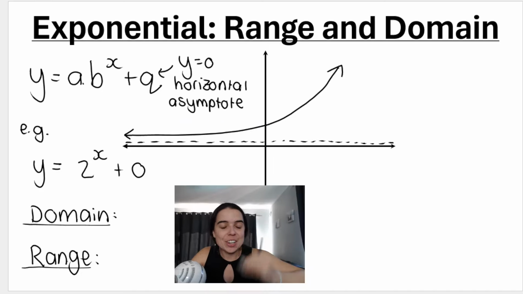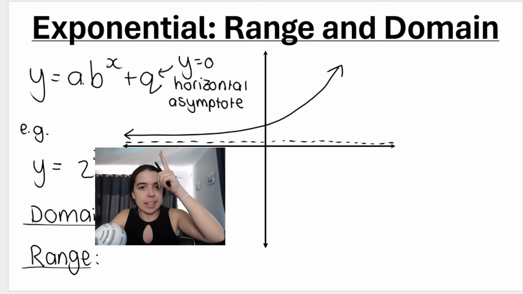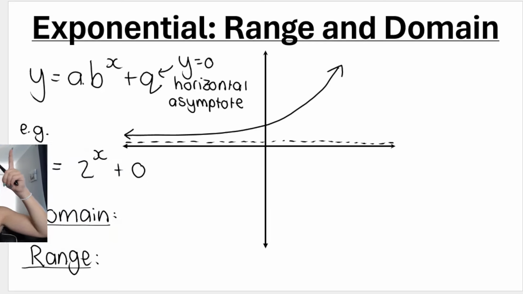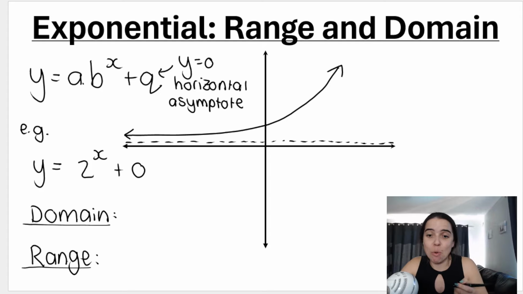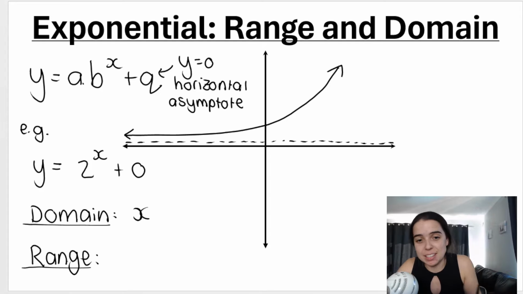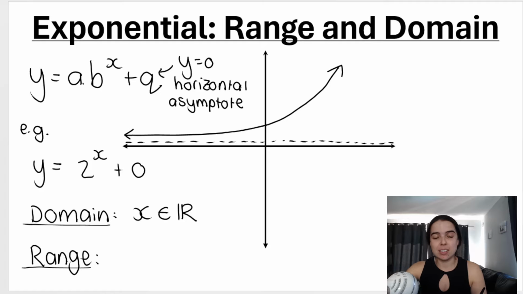The domain for this function, quite easy. Remember, the arrows mean that the function is continuous. It'll extend for all the negative x values and all the positive x values. So therefore, x is an element of real numbers. That's it. X is an element of real numbers. There's no vertical asymptote that's stopping us.